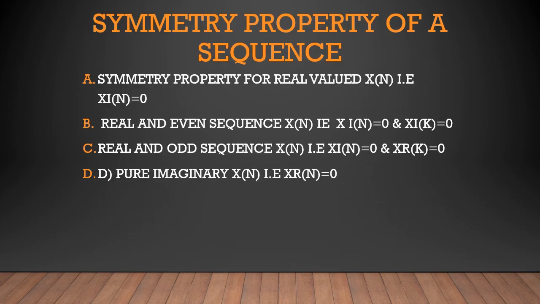Symmetry properties of a sequence. Symmetry properties for real valued x of n, that is xI of n is equal to 0. Real and even sequence x of n, that is xI of n is equal to 0 and XI of k is equal to 0. Real and odd sequence x of n, that is xI of n is equal to 0 and XR of k is equal to 0. Pure imaginary x of n, that is xR of n is equal to 0.